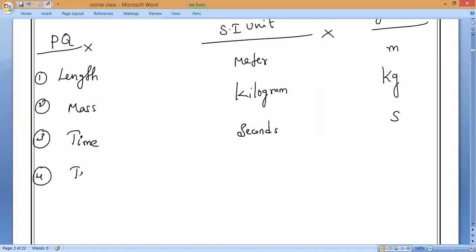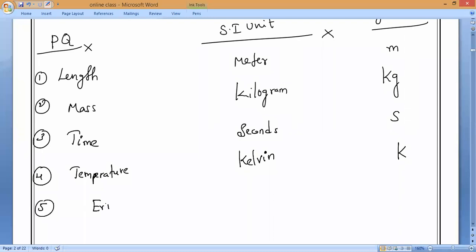Next, the fourth one is temperature. What is the SI unit of temperature? Kelvin, capital K. Okay. Next, the fifth one is electric current.